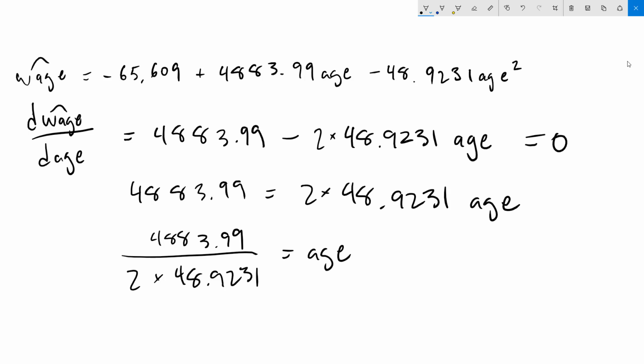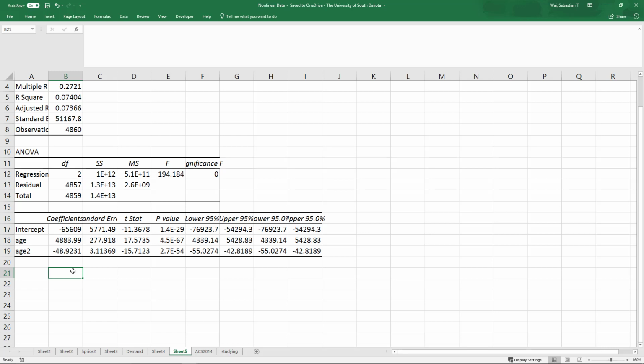We'll go back into Excel to actually calculate this so we can be as precise as possible. So to calculate the age where wage is highest, we're going to take 4,883.99. We're going to divide it by 2 times, and we added to both sides, so negative of this. And that tells us it happens at 49.9, or about 50 years old, which confirms roughly what we saw from the graph.